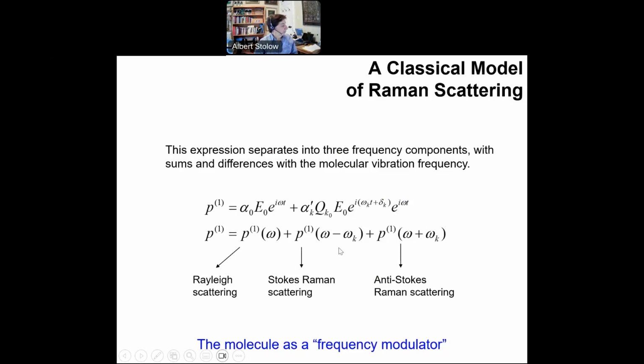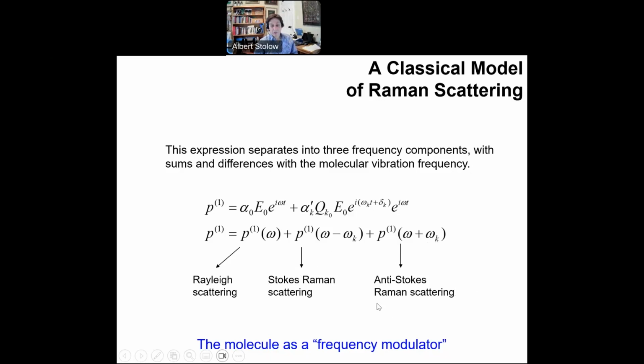The difference frequency, which is shifting to a smaller frequency, a redshift, is called Stokes scattering. And the sum frequency, which is shifted to the blue, higher frequency, is called anti-Stokes for historical reasons. But basically, what you can think of is that the molecule essentially is like a modulator. It's adding sidebands to the frequency of incident light. And the shift of the sidebands is a direct measure of the modulation frequency.